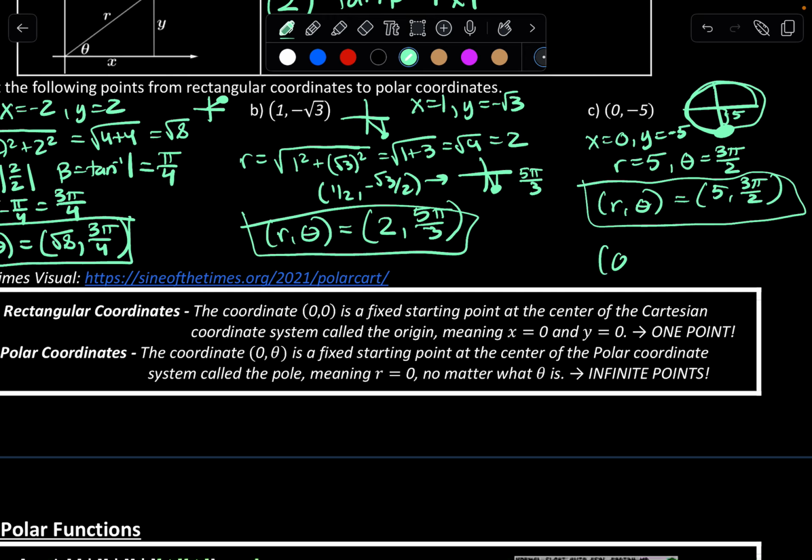So if I had (0, 60 degrees), we're at the pole, we're at the center. If I had (0, 3 pi over 2), you're at the pole, you're at the center. There is an infinite number of ways to stay at the center of the polar coordinate grid. However, for Cartesian, there's only one, it's (0, 0). So again, we're playing with that multiple representations for each of these points, which you have to start getting comfortable with.